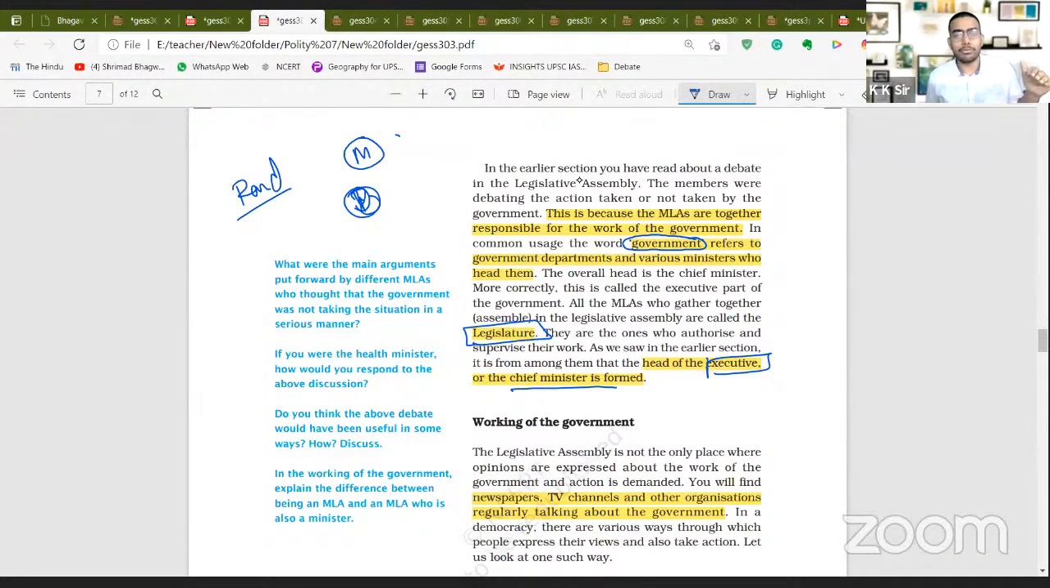In a similar fashion, if you are saying that the government at the center is not working, then you are saying that the prime minister and their ministers are not working. Right? This is what government means.